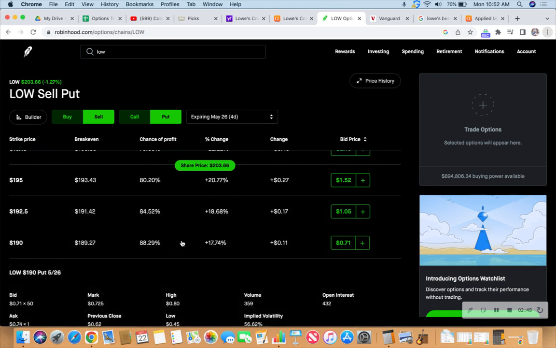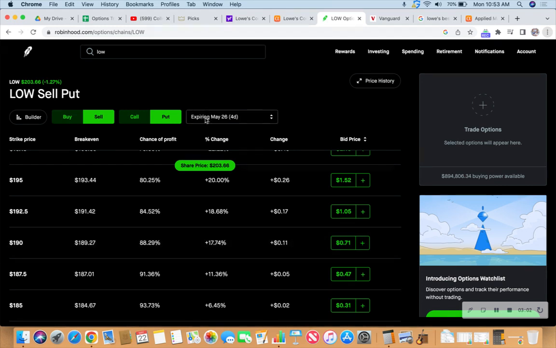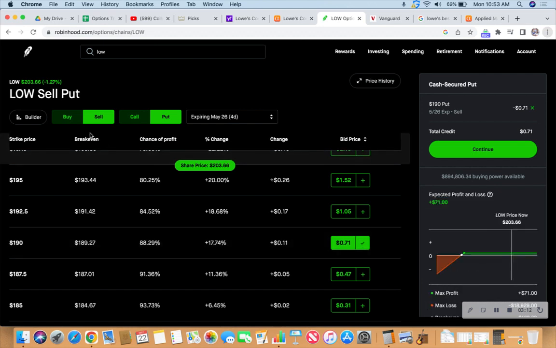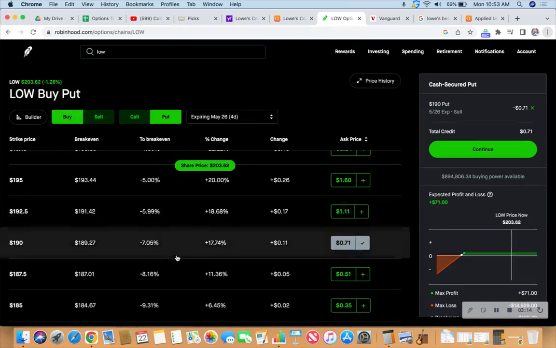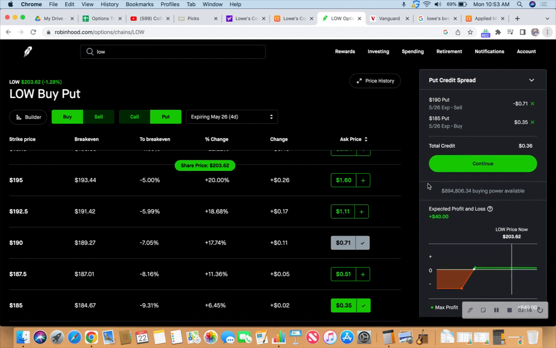So is there a credit spread that can capture that investment thesis, based on their way higher than average implied volatility at the 190 strike? It's at 56.62. So I was looking all the way down here. This would be a put credit spread expiring in 4 days, which is May 26th. I was going to enter the short leg at 190, and then buy the long leg at 185, creating a 36 cent credit.